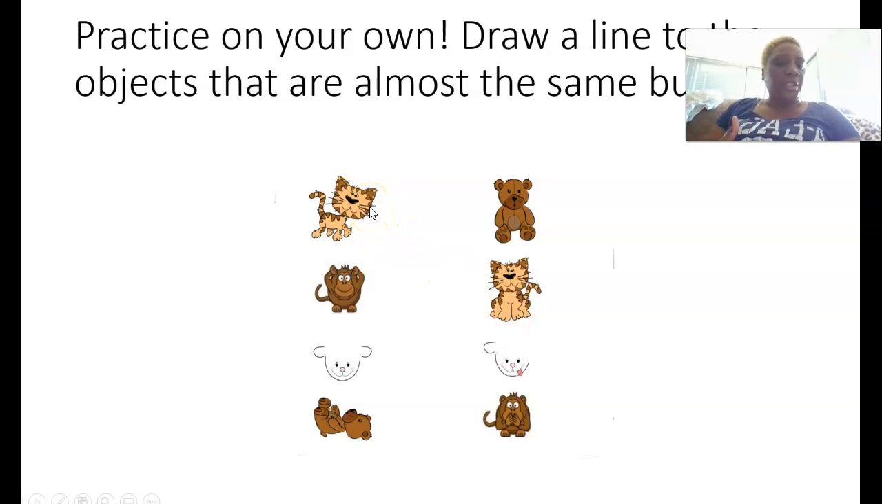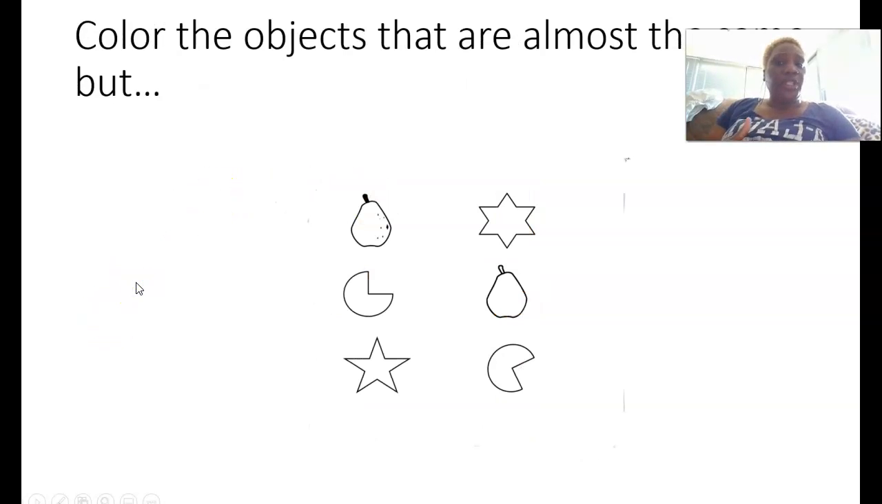So you're going to practice this on your own. You're going to look in your folder. You're going to go into the Google Classroom and find this activity in your folder, and you're going to be able to do this on your own. And also, you're going to be coloring objects so that they're almost the same, but.